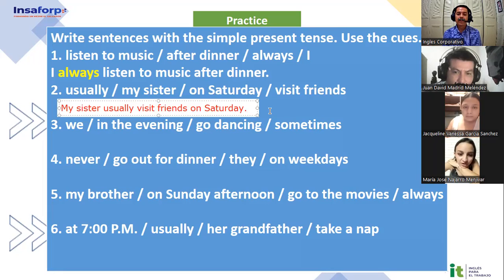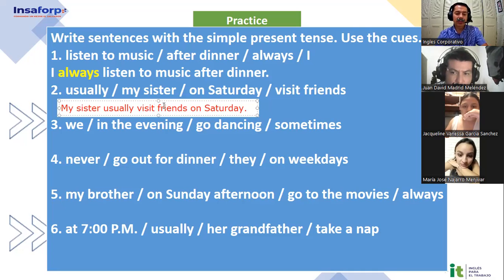My sister usually visit two friends? No. Okay, no. Remember, my sister is third person singular. So we add an S to the verb, yes or no? Yes, visits, right? Good. Thank you.